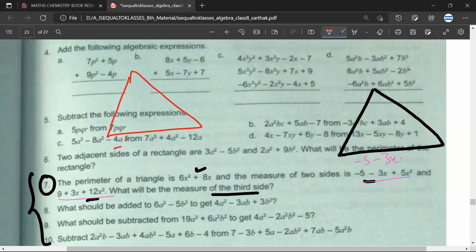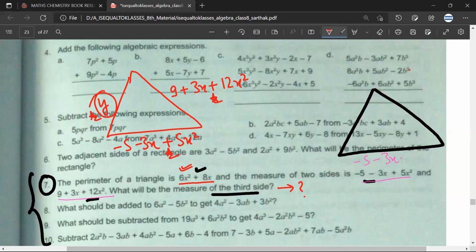I assume this to be minus 5 minus 3x plus 5x square, and this to be 9 plus 3x plus 12x square. Sarthak, this is okay? Yes, sir. And I assumed that the measure of the third side, this is what I have to find, but I assume this side to be y. Is it okay? Yes. Y can be anything. I'll have to solve it because I know that the perimeter of the triangle is 6x square plus 8x. Basically what it means is that the sum of the sides should be equal to this.